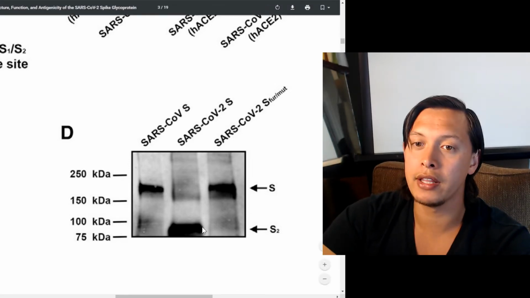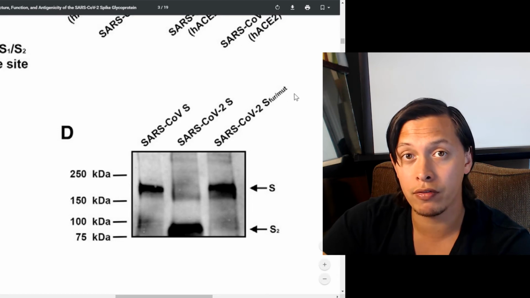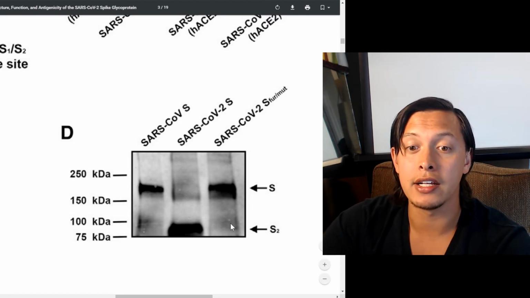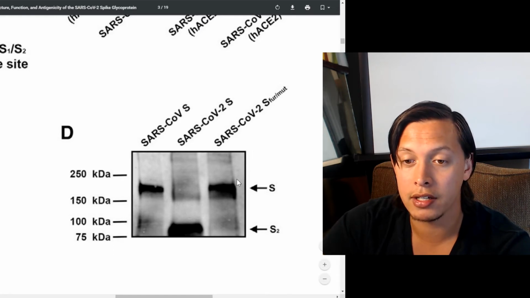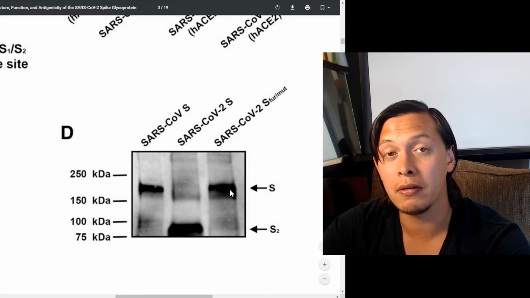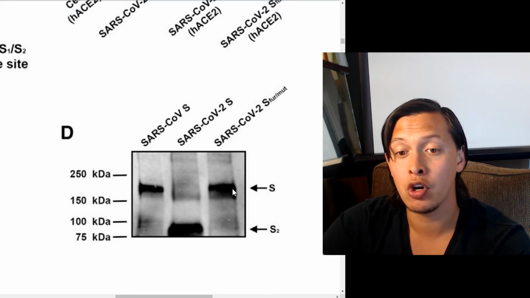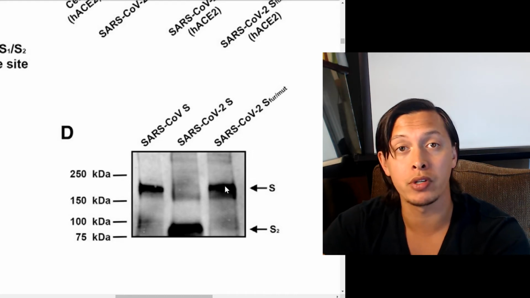Continuing, when they did a mutation on the SARS coronavirus 2 pseudoviruses, they saw that most of the spikes, when incorporated into the new virus, were still full. Most of them were still complete.